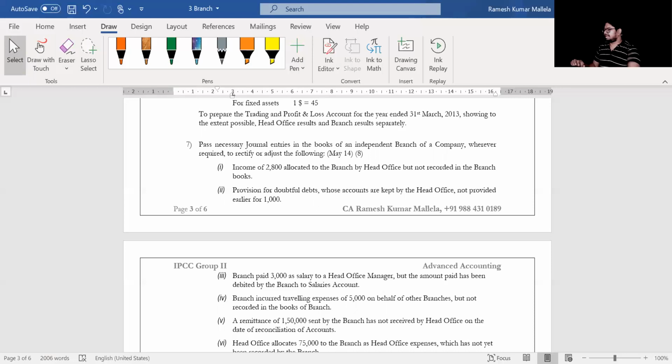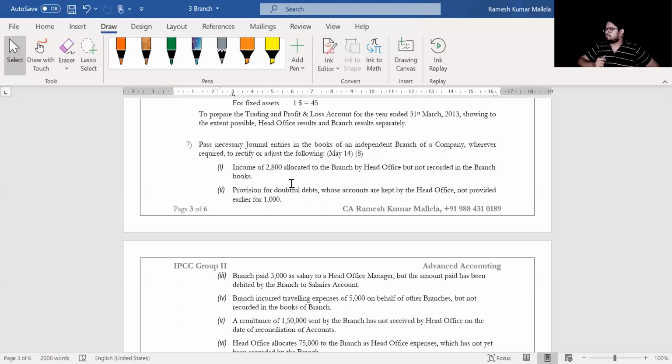So let us see each of these items now. Pass necessary journal entries in the books of independent branch of company wherever required to rectify or adjust the following. So here also it is again about branch. In the books of branch you are writing the entries. Head office, he did not ask you, so let us not write. That's all. So let us start.